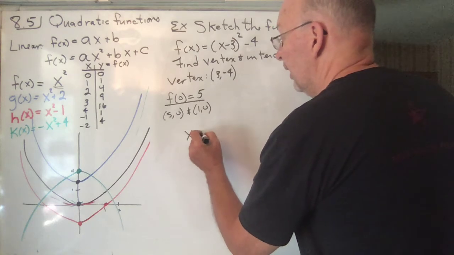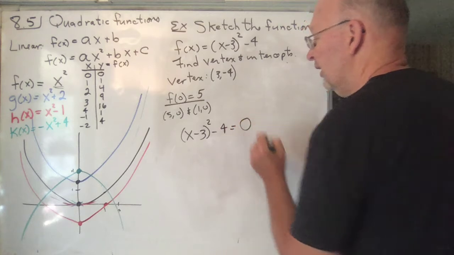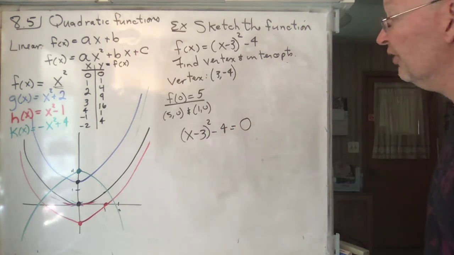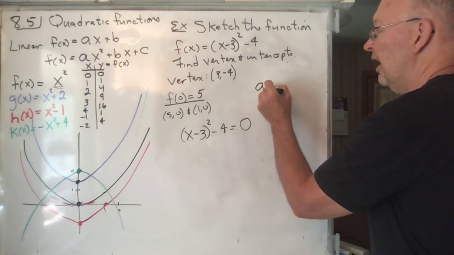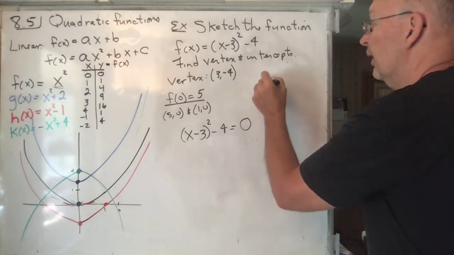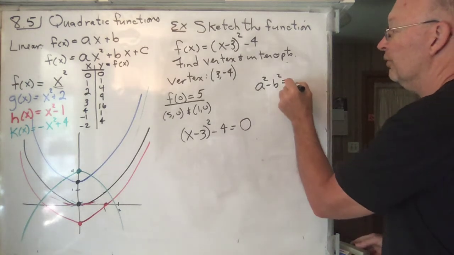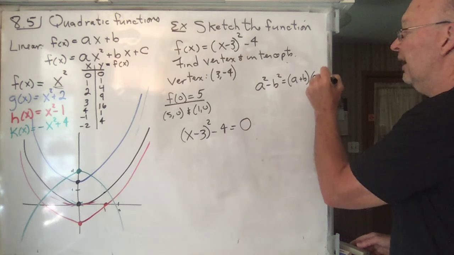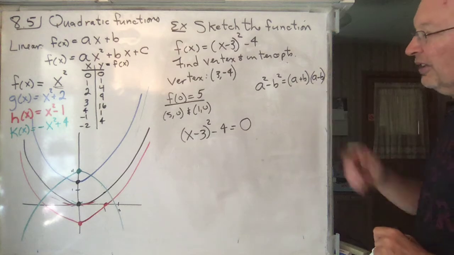Okay, (x - 3)² - 4, if you set that equal to 0. Remember what I just did? I moved the 4 over and then took the square root of both sides. Here's another way. Remember how this thing factored? a² - b². Remember what that was equal to? That was equal to (a + b)(a - b). Okay, remember that from a couple sections ago?